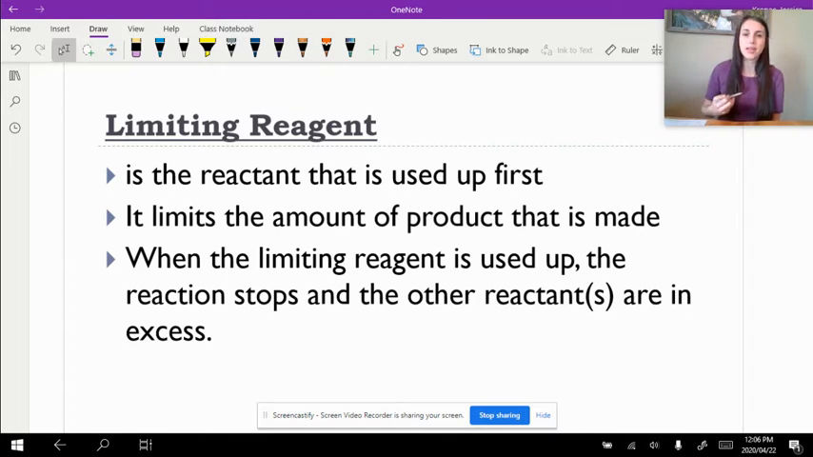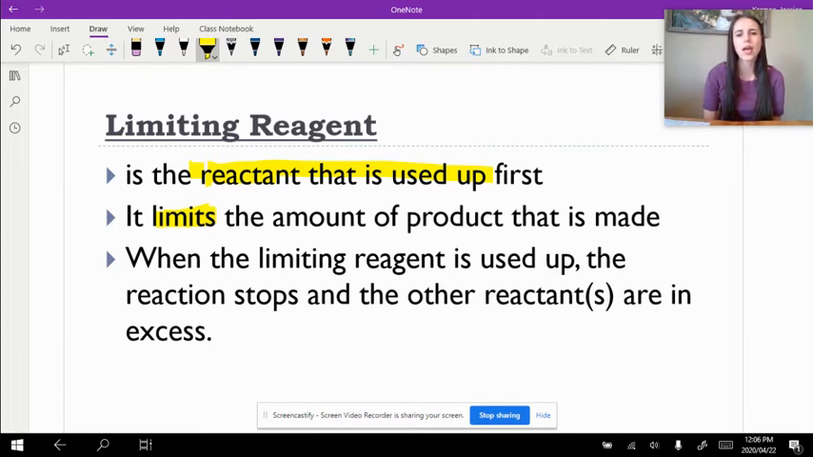If we were going to give the definition of a limiting reagent, I would just make it really simple. And I would say it's the reactant that is used up first. What am I going to run out of first? What that's going to do, the limiting reagent, is going to limit the amount of product that I can actually make. So it's going to be limiting how many sandwiches or whatever product I'm trying to make in this case.